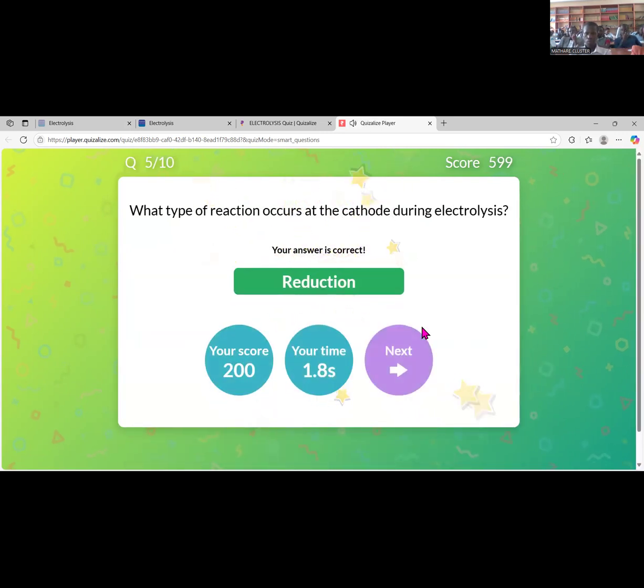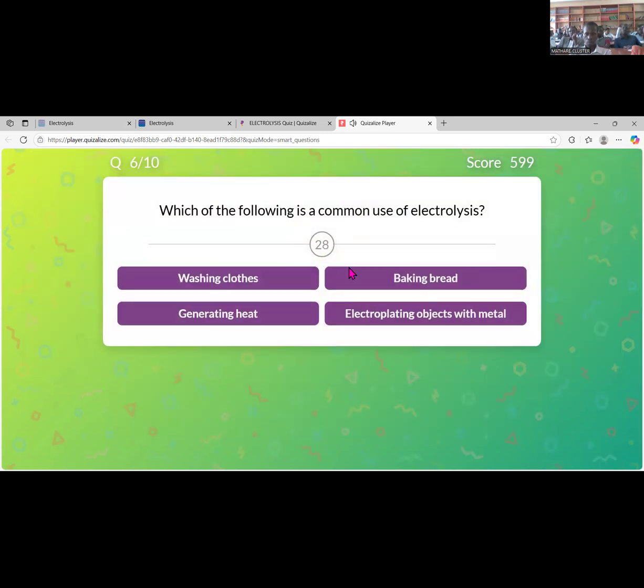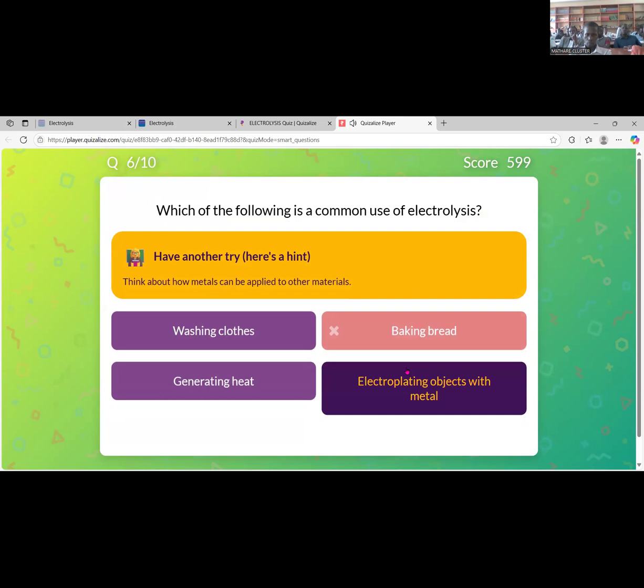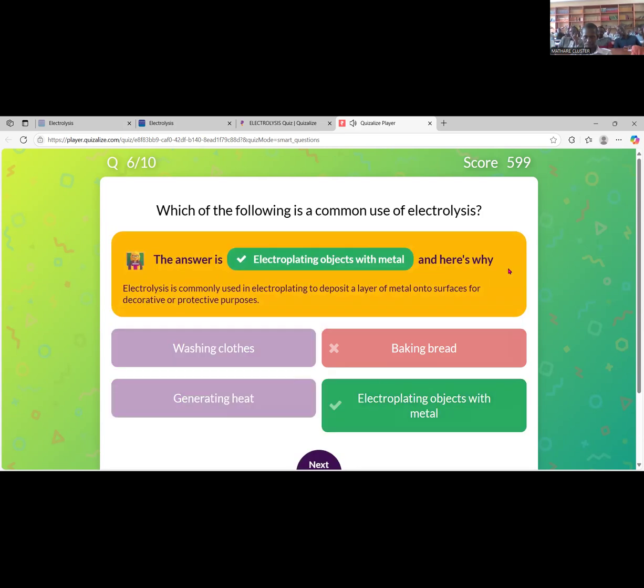Reduction. Okay. Now we can lead it, we can put it, we can get the wrong answer. What is a common use of electrolysis? Baking bread. If you bake bread when you're doing electrolysis, you are an idiot. Maybe washing clothes? No. Generating heat? No. Electroplating? Maybe. Yes. And it says here, it gives you a little bit of the answer if you get it wrong, and so on.